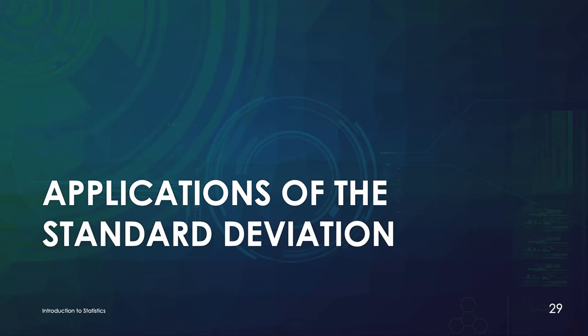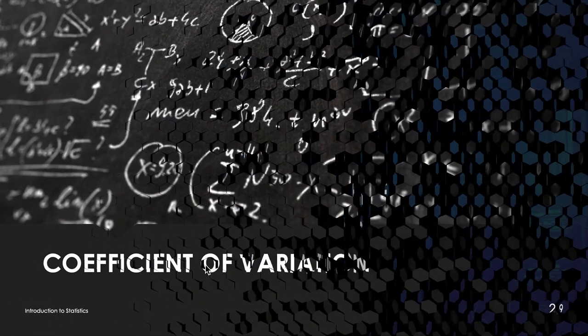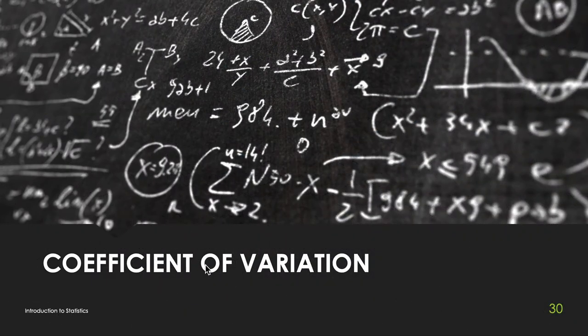Hey there everyone, we're now in our next video in the introduction to statistics, and in this video we're going to talk about the applications of standard deviation as a measure of variability. Standard deviation, as the name itself dictates, is the most stable and the most commonly used measure of variability, together with the mean. There are a lot of applications of it, and in this video we're going to talk in particular about the coefficient of variation as the application of standard deviation.